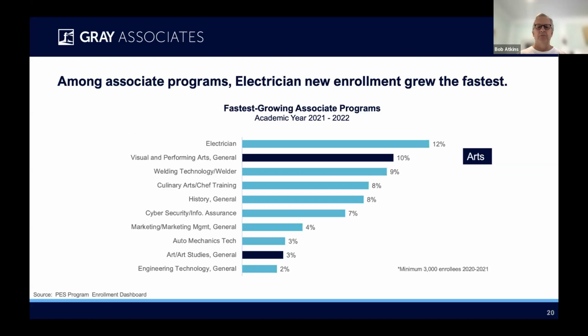Among the associates program, the fastest growing program was electrician. And we can see a bunch of other hands-on technical kinds of things here. Welder, culinary arts training, history. Let me skip over that when I was being technical. Cybersecurity, auto mechanics, and excuse me, engineering tech, all making our list of relatively fast growing associates programs. And we have a couple of others, the visual arts and arts and studies general.